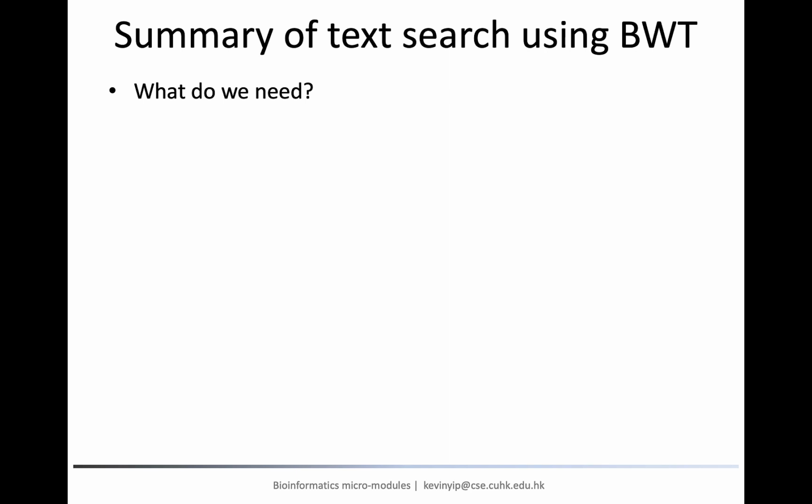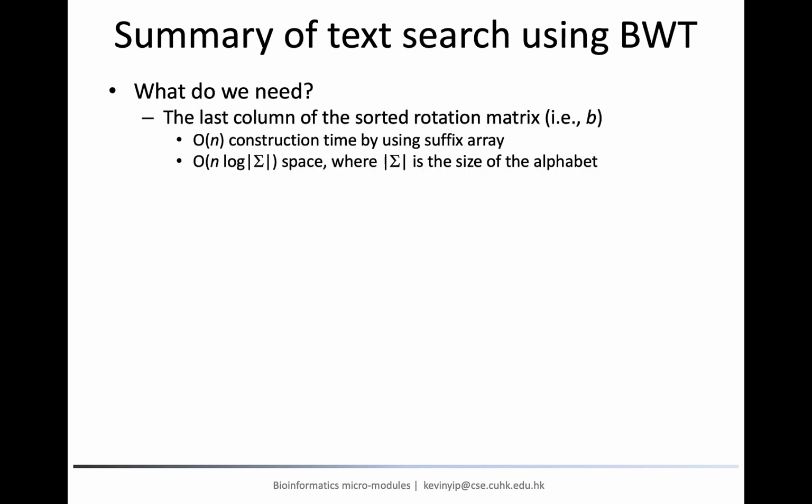Let's summarize what we have learned about the use of BWT for text search so far. First, we need the transformed sequence B produced by applying BWT to the input sequence S. As discussed in the last module, it can be obtained using a suffix array in linear time.